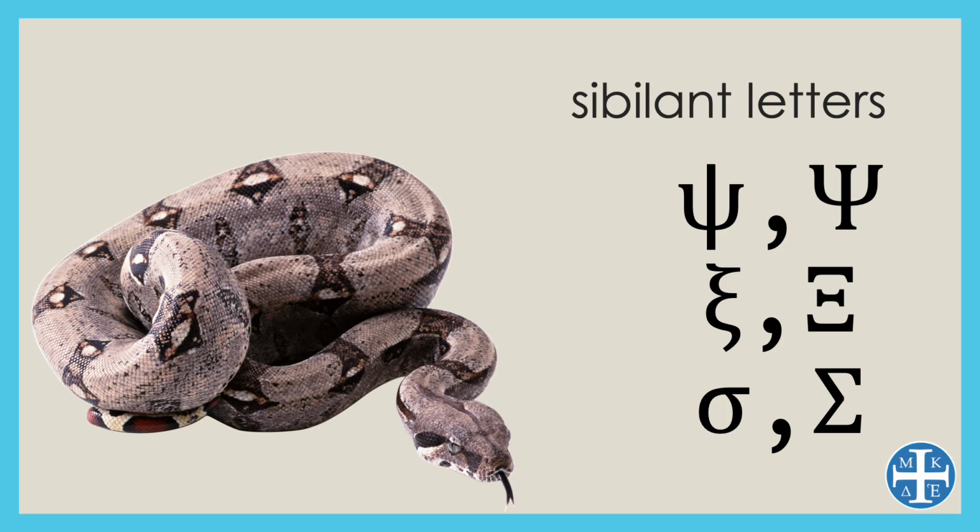It's important to remember also the sibilant sounding letters. Sibilants are letters with a hiss, S-like sound in them. In Greek, a sign of the future or the aorist tense involves an addition of a sigma at the start of the suffix, the end of the word.